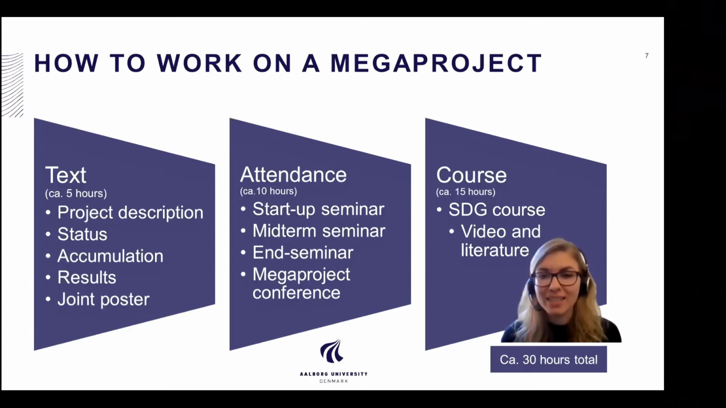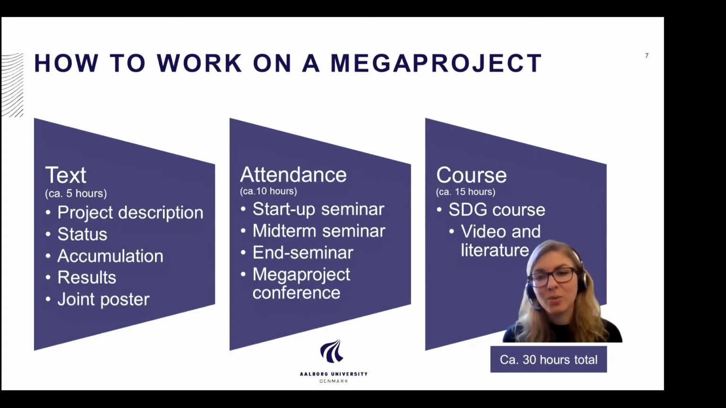Simultaneously with all of this, and primarily in the beginning of the semester, you will also have to take an SDG course. This SDG course is completely online, and it's some videos and some questions, and you will also be working with them in the cluster. So all of this sums up to approximately 30 hours in total for the entire semester. So it's not a lot of extra work, but we believe that it's extra work that will give you a lot to take with you from the mega projects.